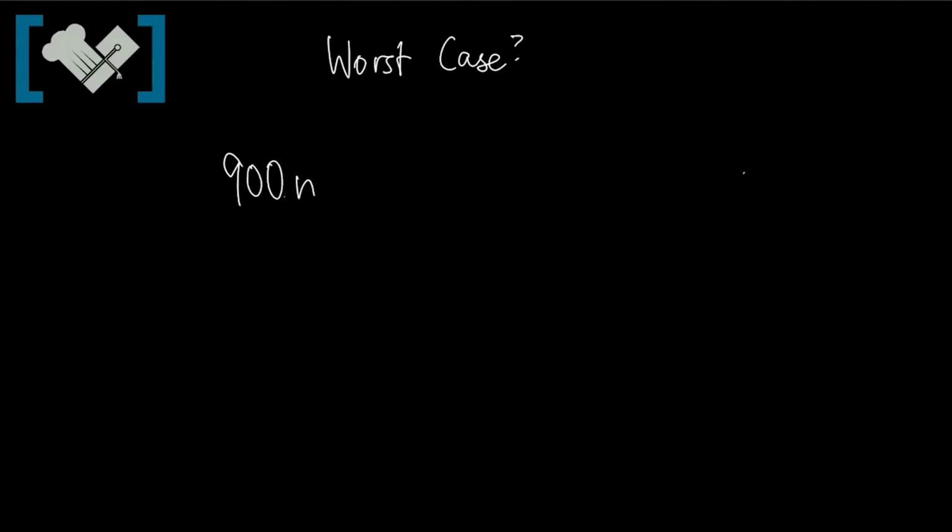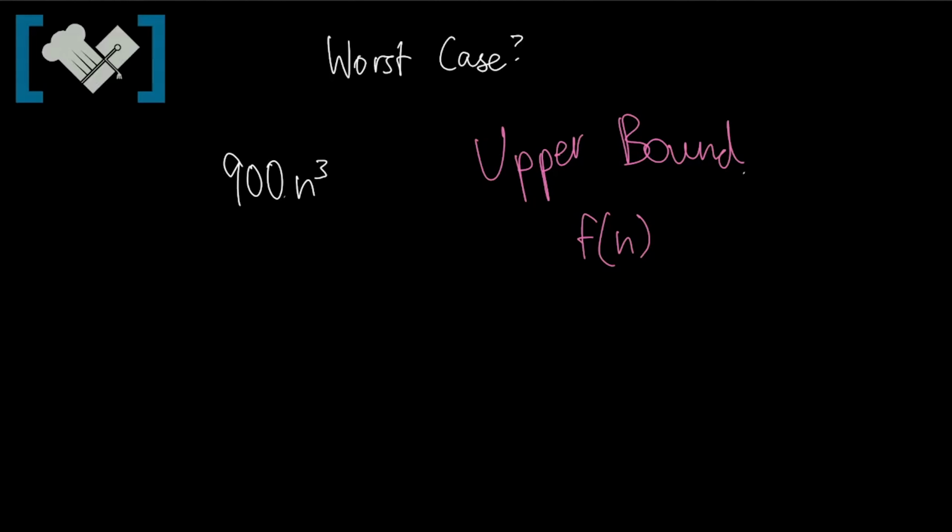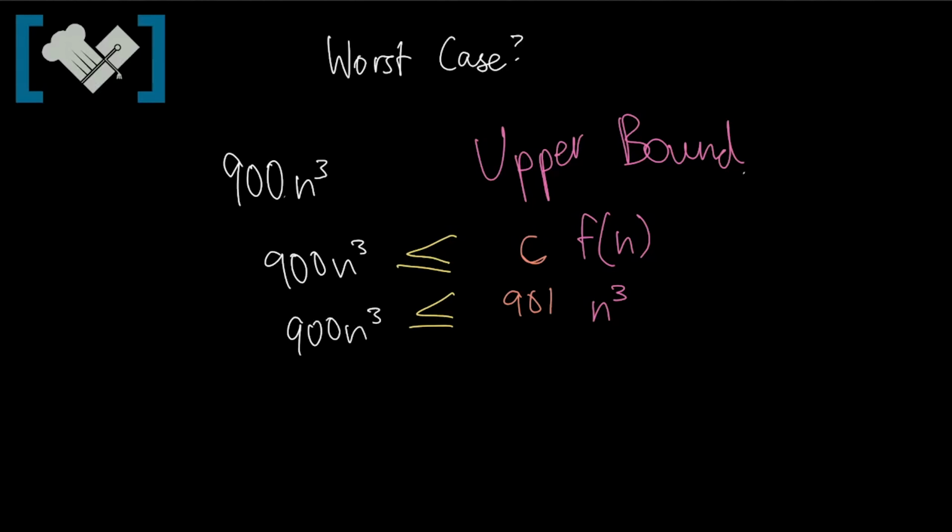Let's say we had a hypothetical function that ran at 900n cubed. We could then find the upper bound of this function. The upper bound of a function is any function that, when multiplied with a constant, would be greater than or equal to the original function. So if we take n cubed and multiply it with, let's say, a constant 901, the result is greater than or equal to 900n cubed. We could have picked any function here that works, such as n to the 4th, n to the 5th, 2 to the n, and so on. They all upper bound 900n cubed.